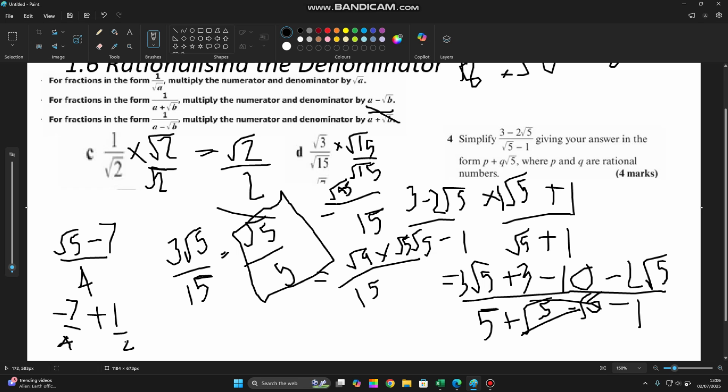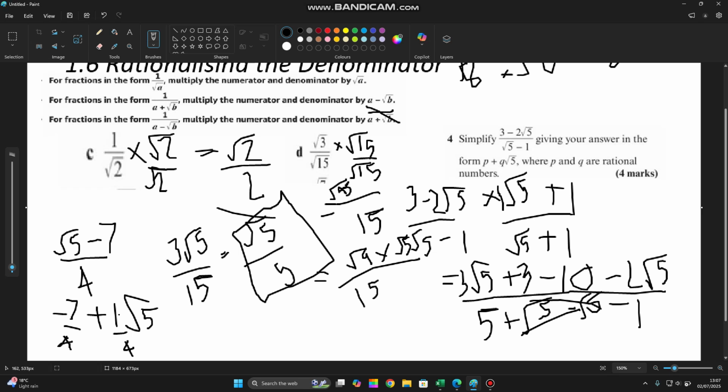over 4 root 5. Now, you might be wondering how I got that. Basically, because we've got 4, we've got the common denominator, we can split it into root 5 over 4 minus 7 over 4. And then I just flipped it around because it wants it in the form p plus q root 5. So I just flipped it around to get minus 7 plus root 5 on the numerator. And then we'll just split them up into 2 fractions because they're all going to be divided by 4.